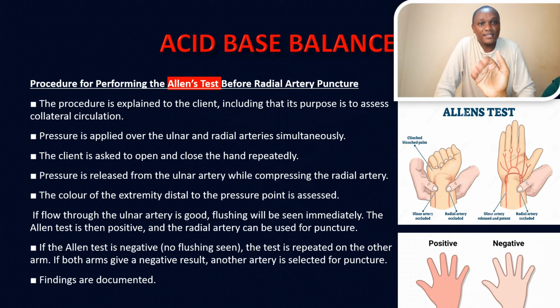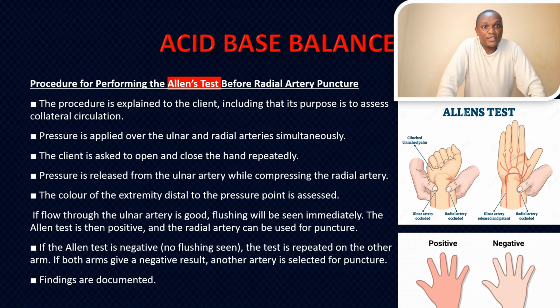If the test is negative, the hand will not experience flushing of blood. But if the test is positive, the fingers turn pink, meaning there is flushing, and you can go ahead and draw the blood from the radial artery. So when you finish doing that, the findings are documented.